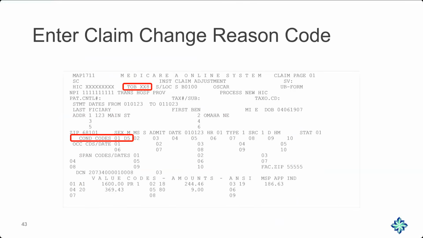And then when that claim displays, you'll notice that the type of bill defaults to end in an 8. You'll always need to choose your D code, your condition code, but the only options for cancels are D5 and D6.